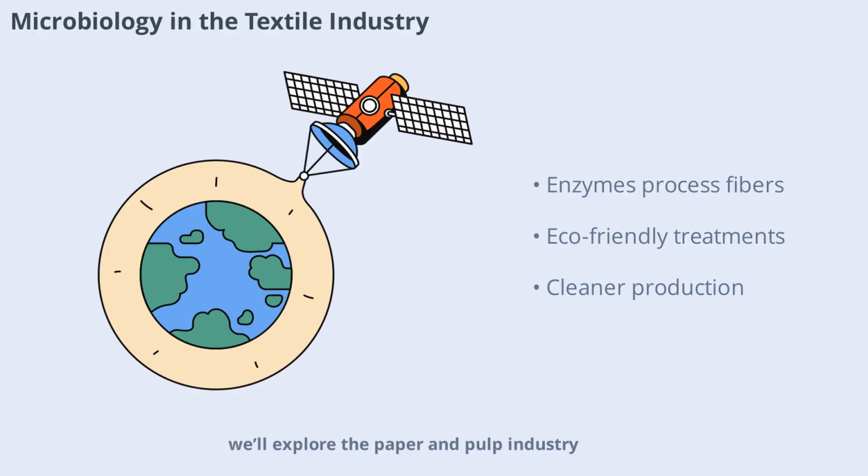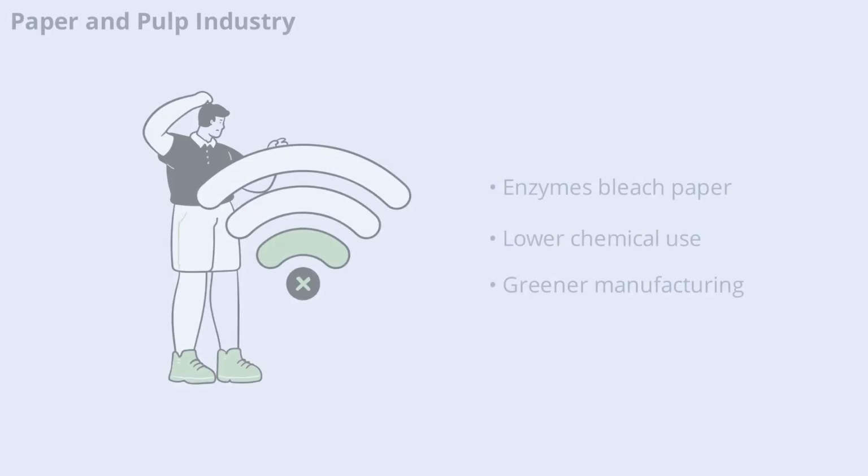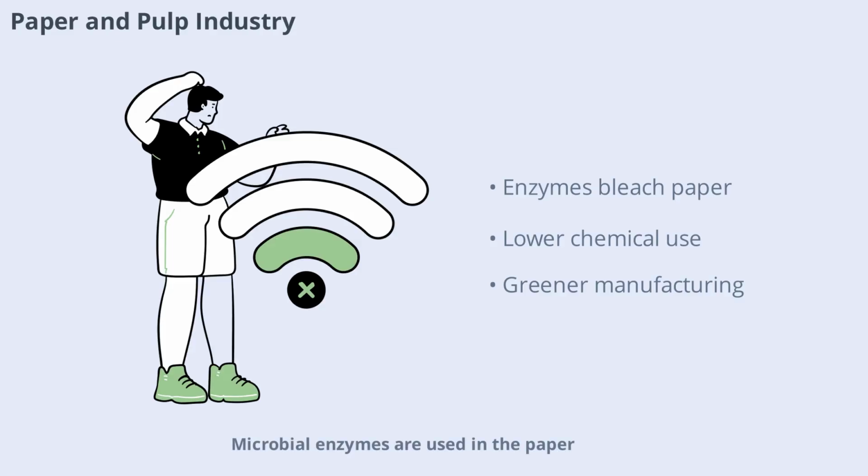Next, we'll explore the paper and pulp industry. Microbial enzymes are used in the paper and pulp industry to break down wood fibers, bleach paper, and reduce the need for harsh chemicals. These enzymes improve paper quality and lower production costs. Microbial treatments also help manage waste and reduce environmental impact. The use of microbiology in paper production is a key step toward greener manufacturing.